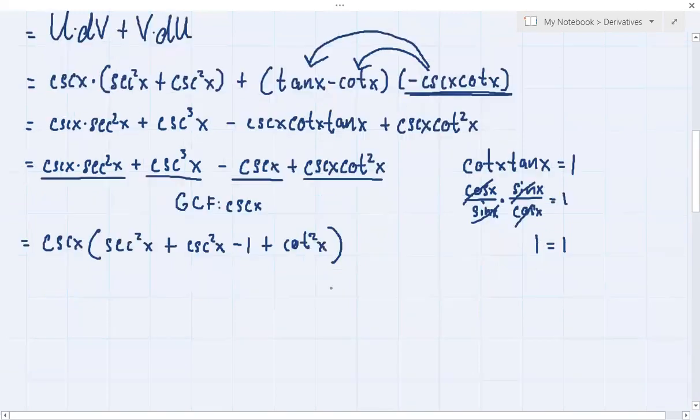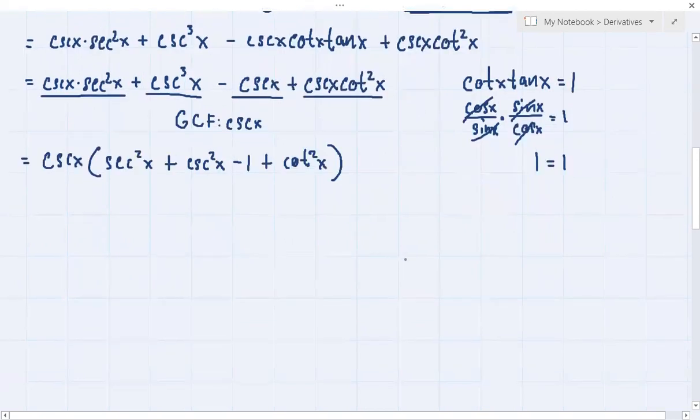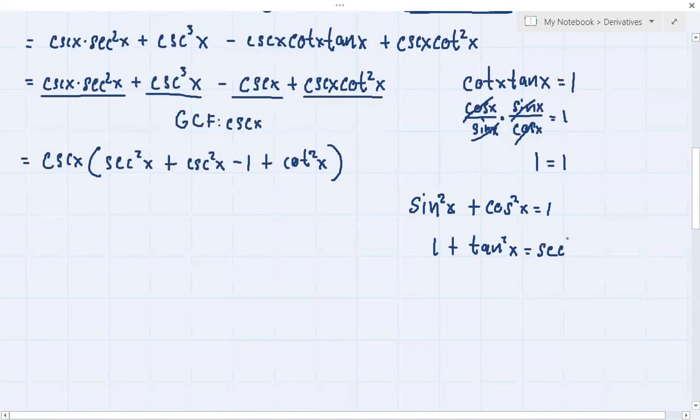Why? Because there is one thing that reminds me. We have what you call the Pythagorean identities. If you remember, the Pythagorean identities are these: sine squared x plus cosine squared x is equal to 1. Then we have another one, 1 plus tangent squared of x is equal to secant squared of x. Then lastly, we have another one, 1 plus cotangent squared of x is equal to cosecant squared of x. So these are the Pythagorean identities.